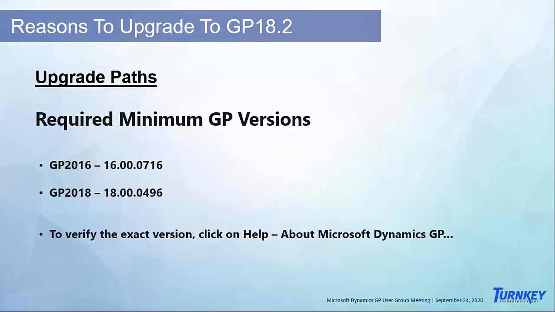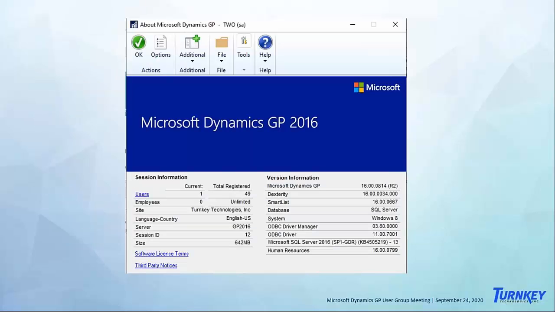Okay, so to verify the exact version that you have, which is the service pack level, you would click on Help. It's that little blue icon in the top right corner of GP. And you select About Microsoft Dynamics GP, and this is what will come up. You'll see your full version listed in the first field on the right-hand side under Version Information. See where it says Microsoft Dynamics GP, and the version that I have here is 16.00.0814. So that one is eligible.